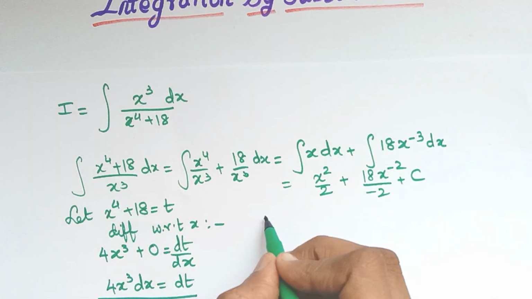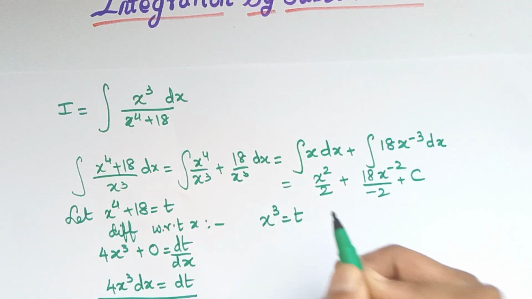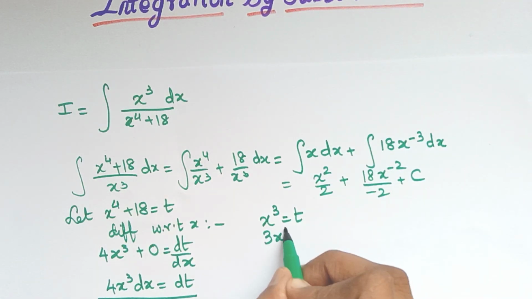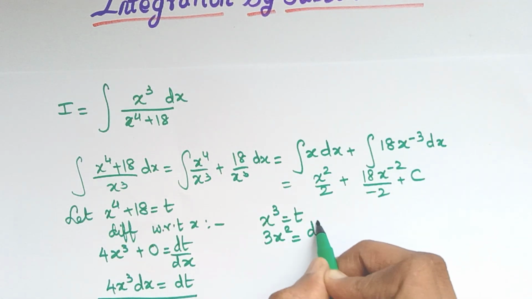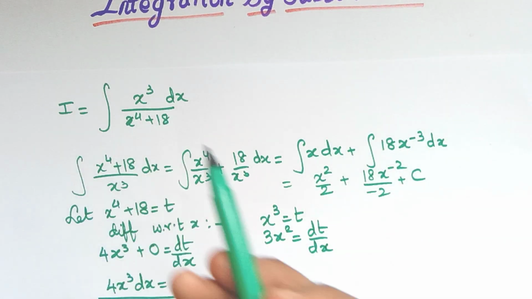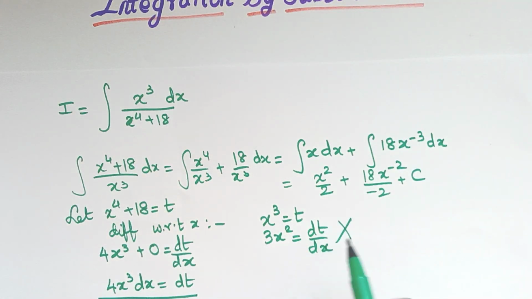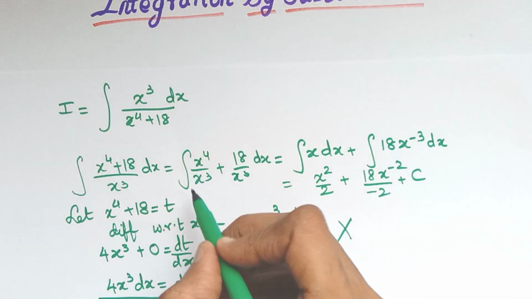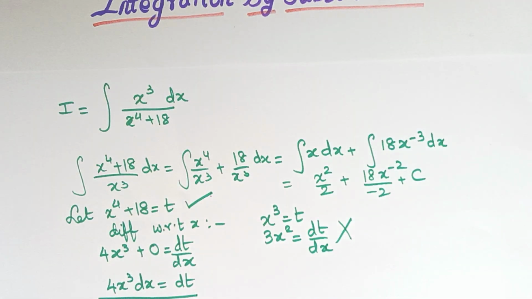Now if I had taken x cube as t, let's see what happens. On differentiating, I will get 3x square equal to dt by dx. But where is x square over here? It will be of no use to us. That's why we take the other expression as t.